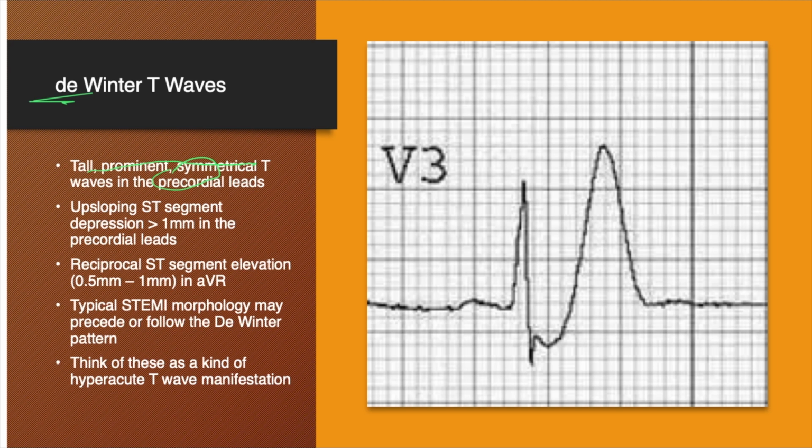And what you're going to get is an upsloping ST segment depression. So we look at V3 here. Here is the baseline. Here's the J point. So you see how the J point is depressed. So I have ST depression, first of all. And you have what's called upsloping depression.